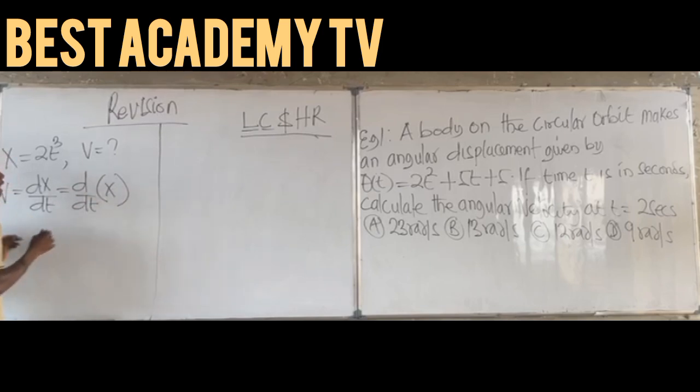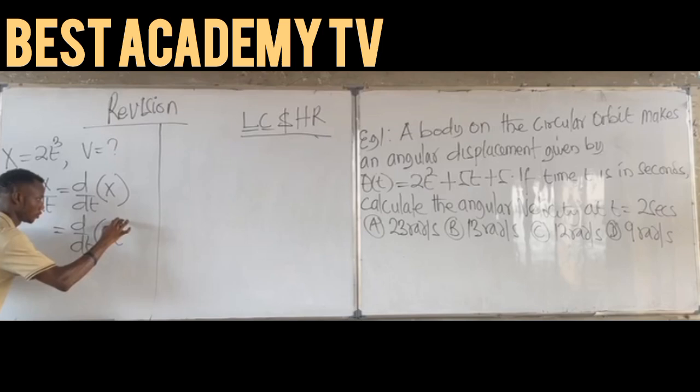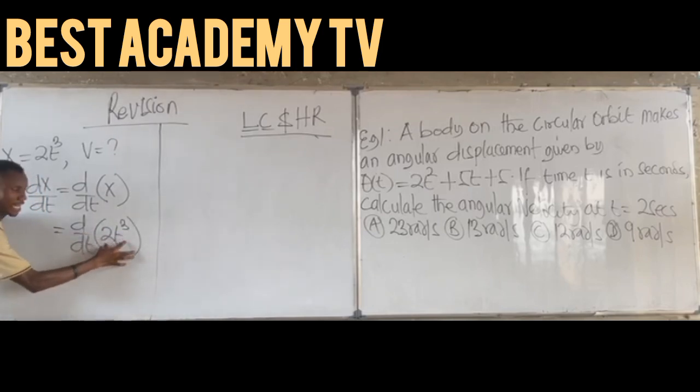So you can just replace the distance with d over dt of x. Please take note. And our x is what? 2t raised to the power of 3. So this will be the same as d over dt of 2t raised to the power of 3. So what does it mean here? It means differentiate this function with respect to what? Time. Please take note.